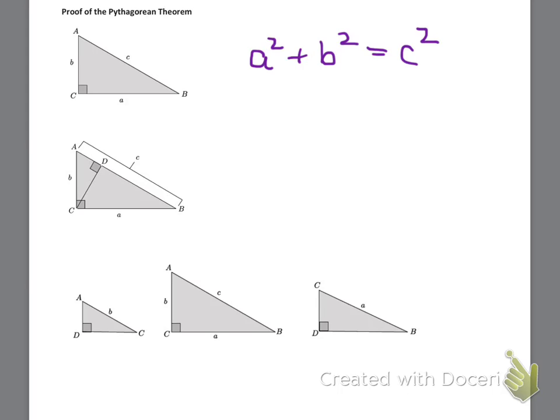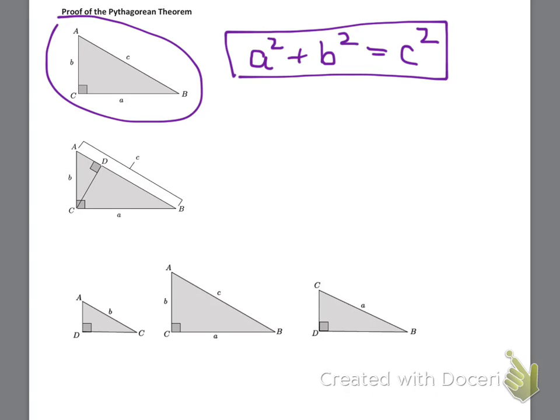Okay, but first we're going to start with this proof right here of the Pythagorean theorem. And every proof of the Pythagorean theorem is going to start with just a general right triangle. So if we have this right triangle, we want to know how can we prove that this is going to be true for any right triangle. And so that's the problem.